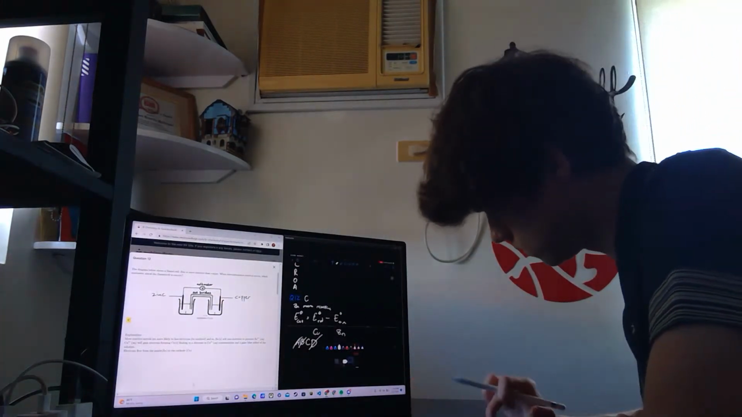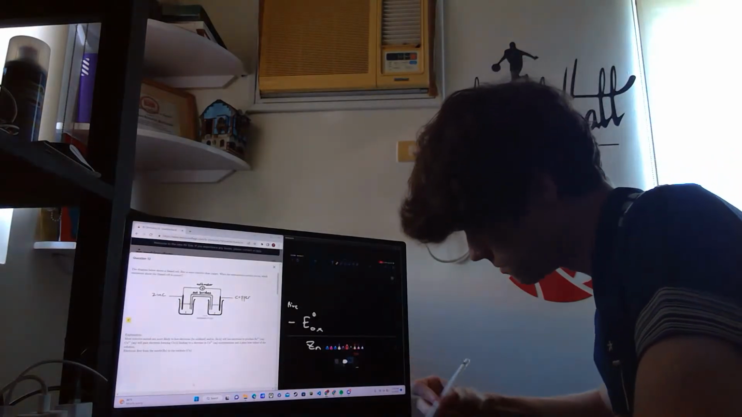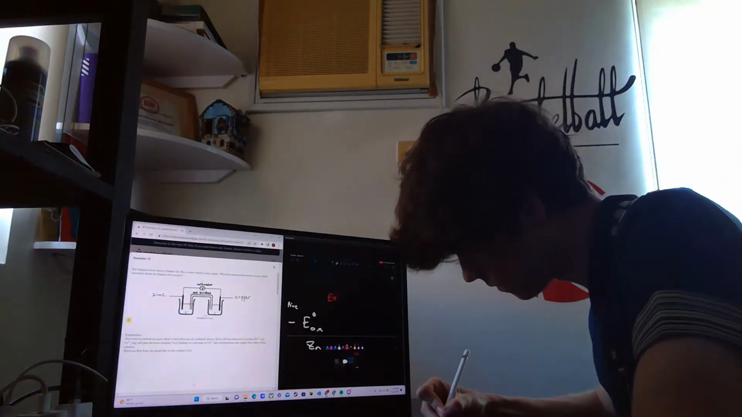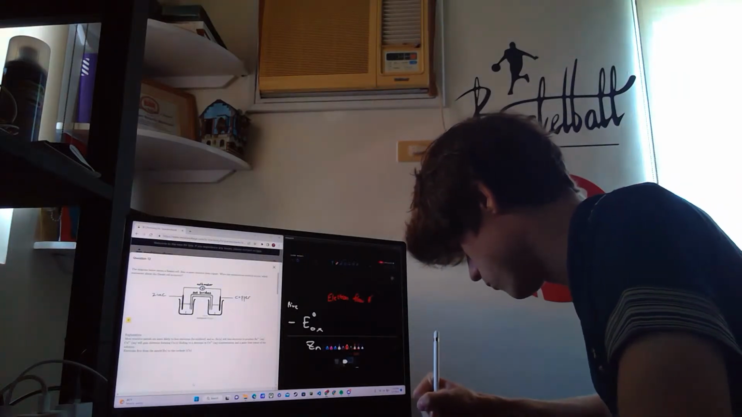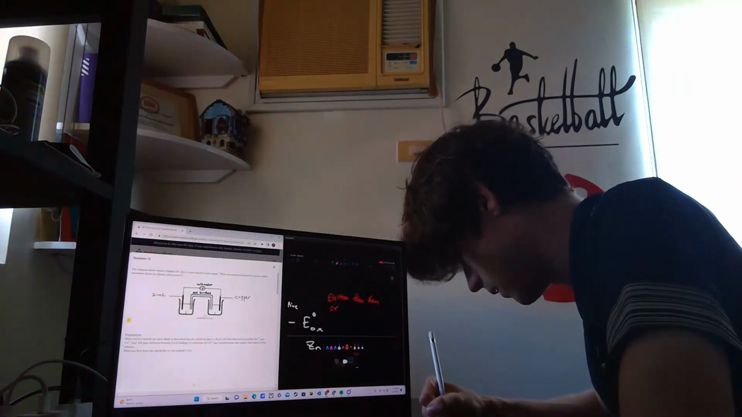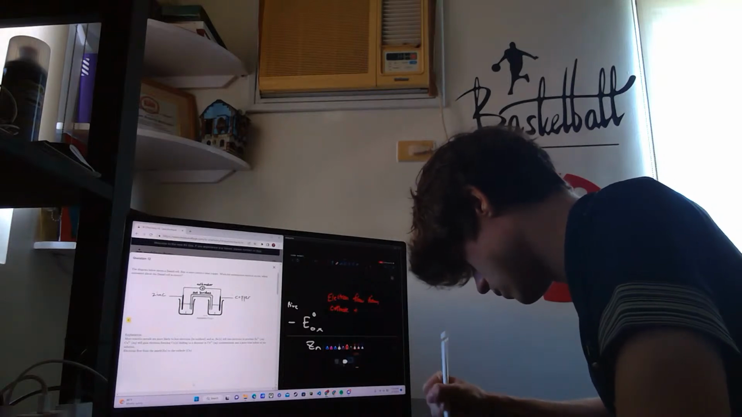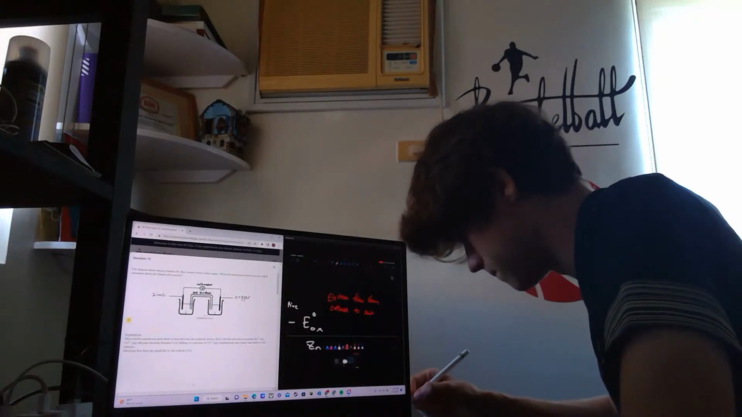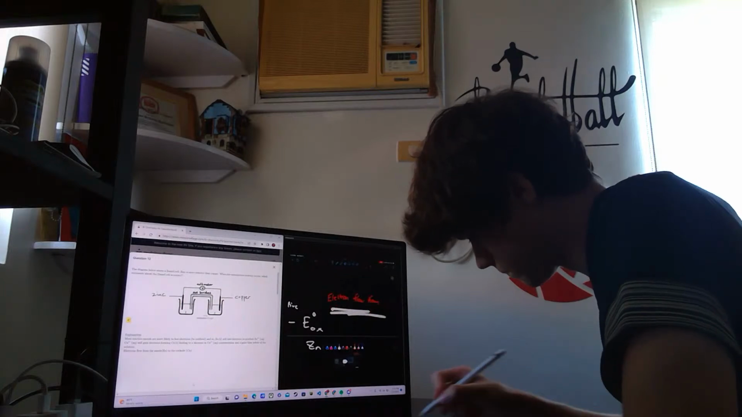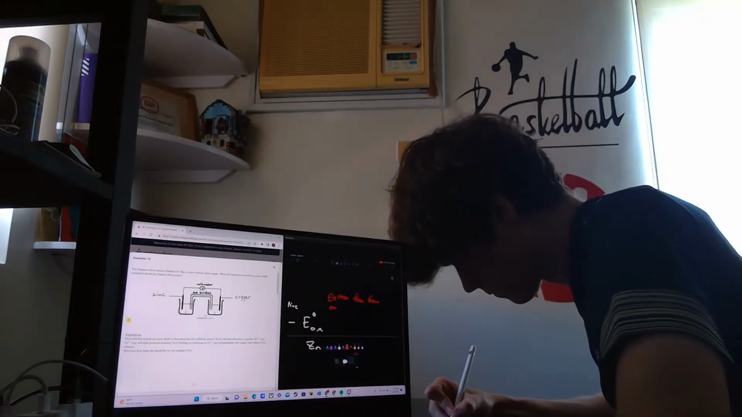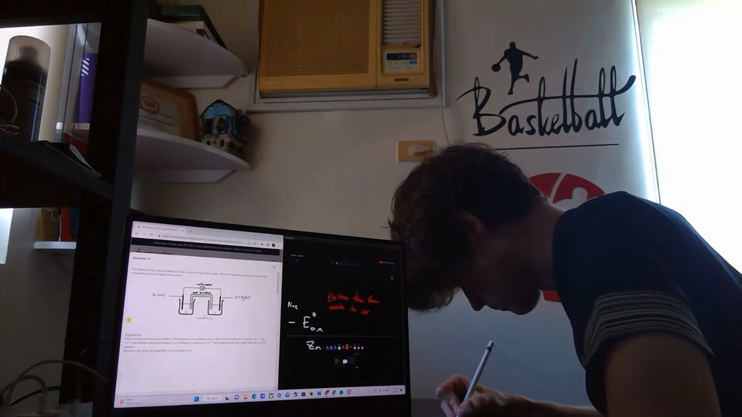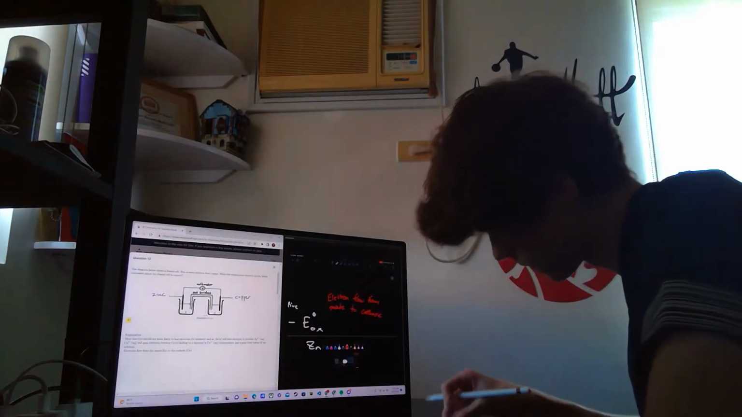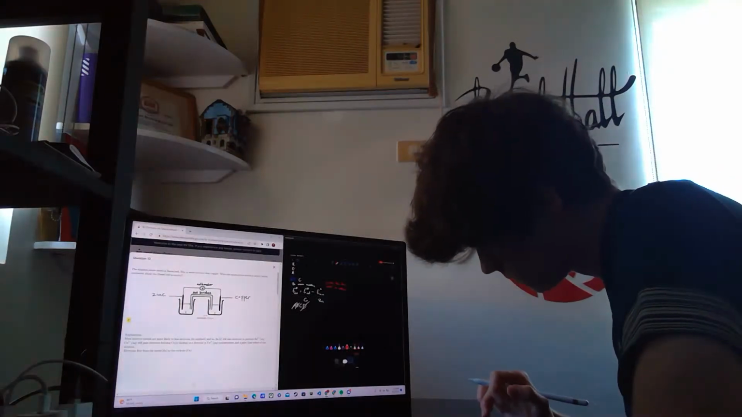So what you're going to want to do is write down, also maybe mentally note, the electron flow from anode to cathode. Cool.